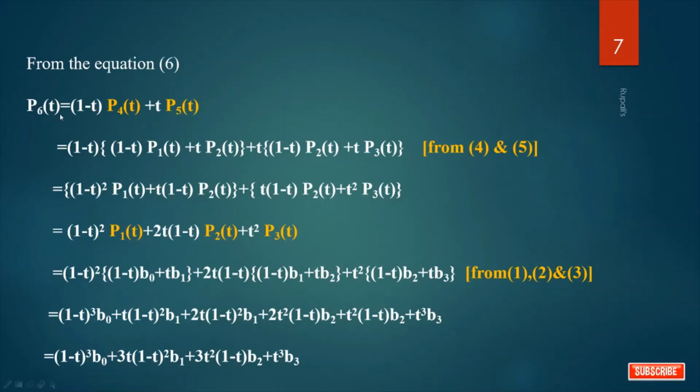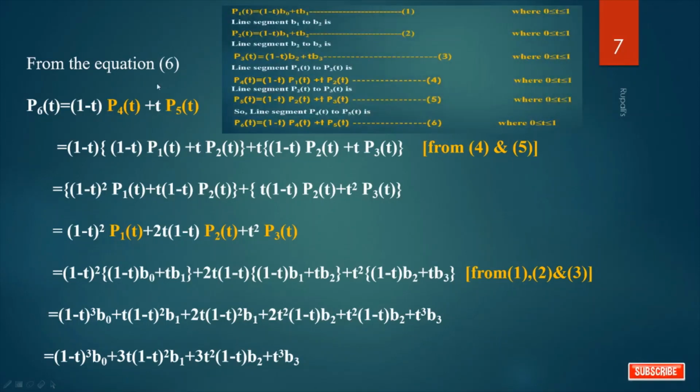From equation 6, we get P6(t) equals (1 minus t)P4(t) plus tP5(t). And what is the value of P5(t) and P4(t)? It is equation number 4 and 5. So we get the value for P4(t) and P5(t), and we get this result. Now it is in terms of P1(t), P2(t) and P3(t). So you have to substitute these values. From equation number 1, 2 and 3, you substitute the value of P1(t), P2(t) and P3(t), and you get the equation of the curve in terms of control points B0, B1, B2 and B3.